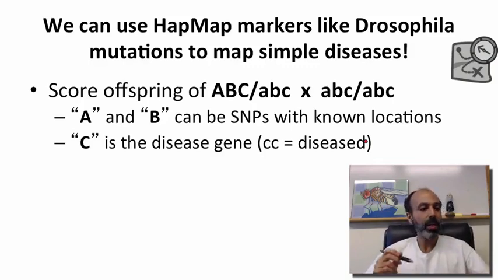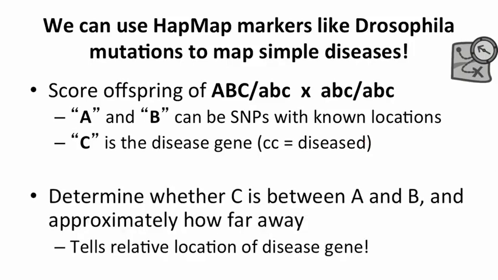So what we're trying to do with a lot of genetic mapping, this isn't all of mapping, but part of mapping, is to determine whether C, the disease gene, is between a certain pair of markers, and secondarily, how far is it? Is it, for example, between A and B? And if so, is it closer to A, is it closer to B? Or is it off to one side? Is it maybe out past A and further away from B? That is genetic mapping. So let me illustrate this with an example.